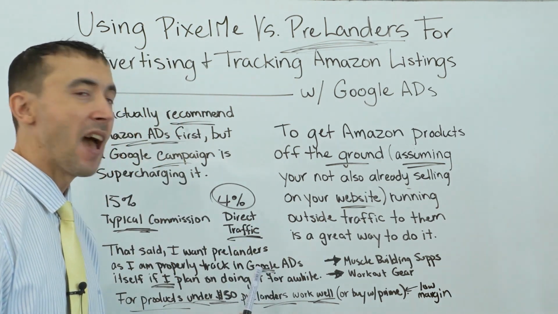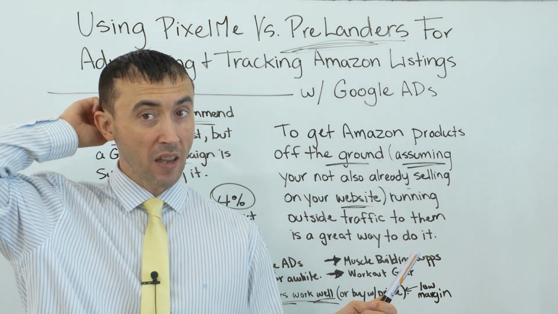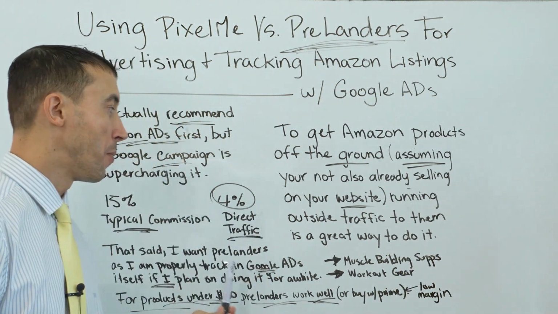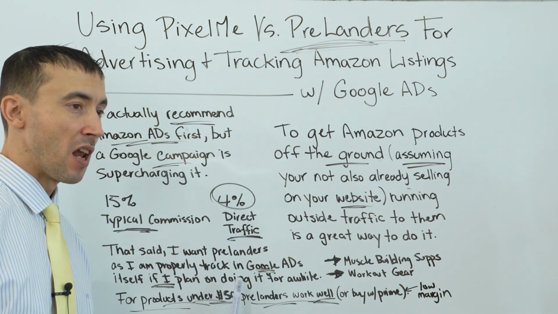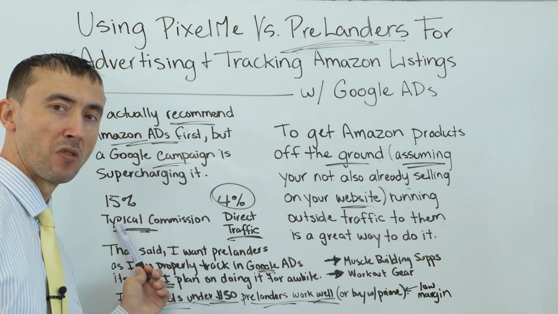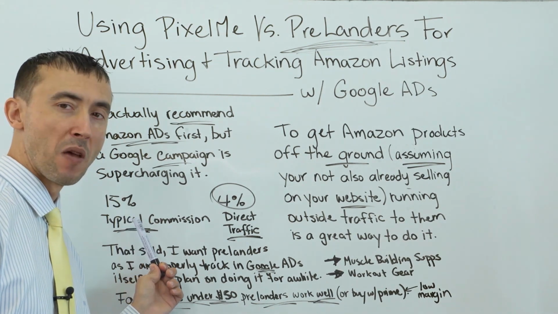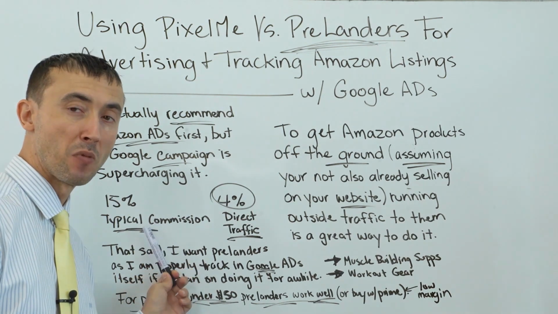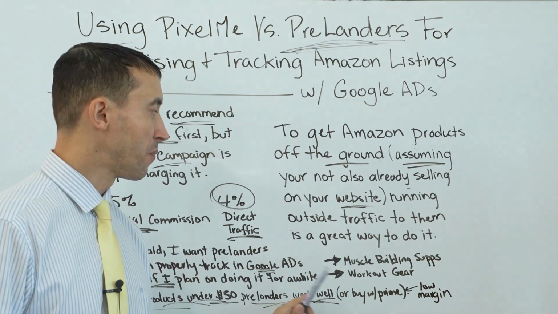So if I have super high margins, like an 80% or 70% margin, I'm going to send them to the pre-landing page, and I'm going to take the hit on the 15% commission, having to pay for the Google Ads traffic and then again 15% to process the order on Amazon, because there's margin to do it.